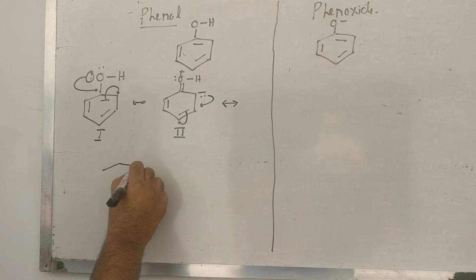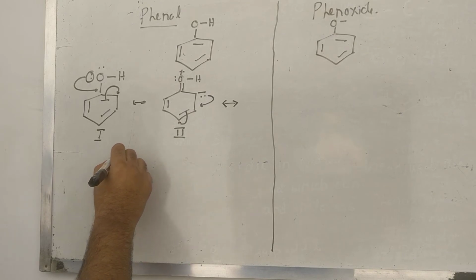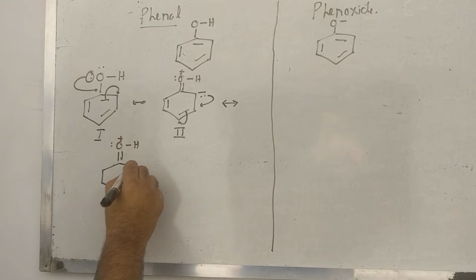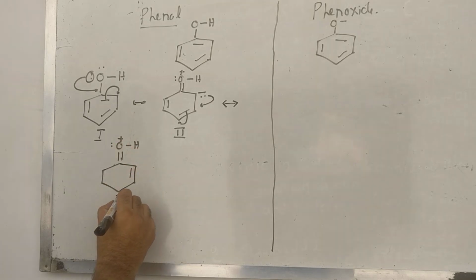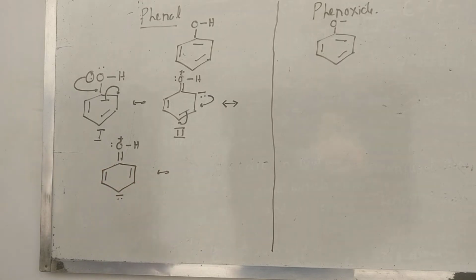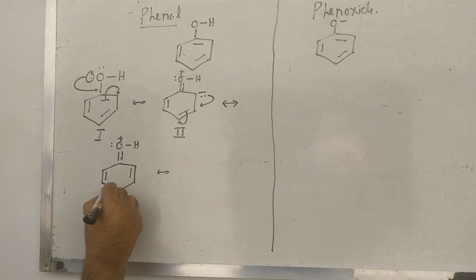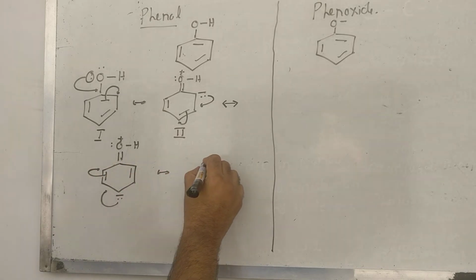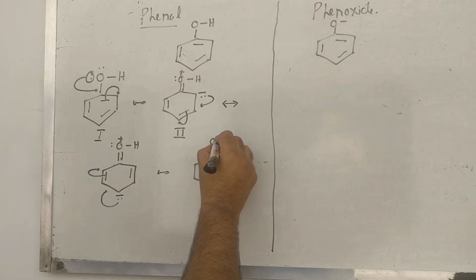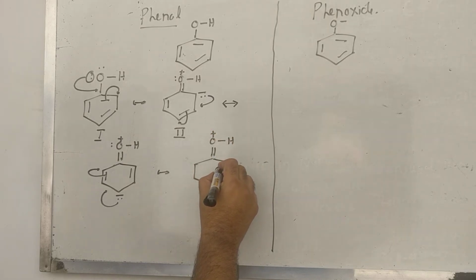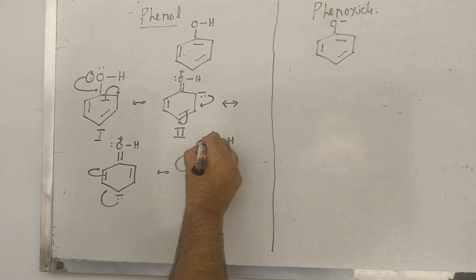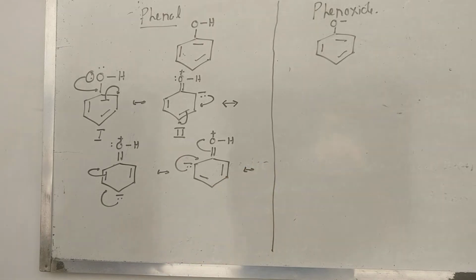Even the third structure is very, very less stable, because you can see it also has a charge separation. Positive charge is separate, negative charge is separate. So the third structure is also very less stable. Even the fourth one will be very less stable. It also has a charge separation. So in most of the resonating structures of phenol, you can see they have a charge separation. The resonance stabilization is going to be less.